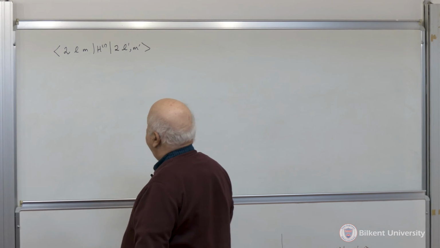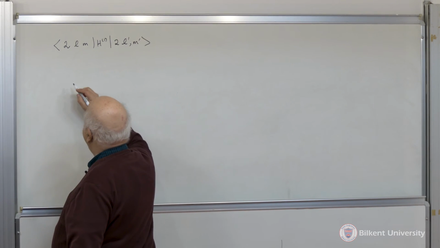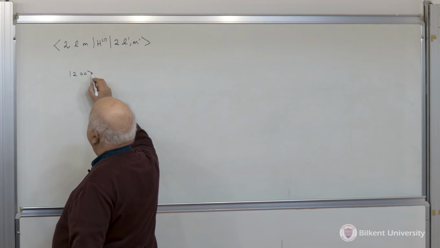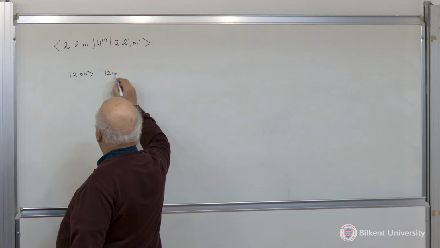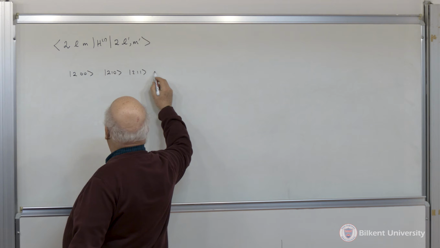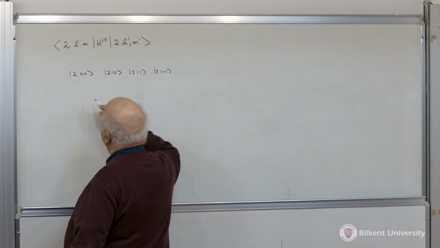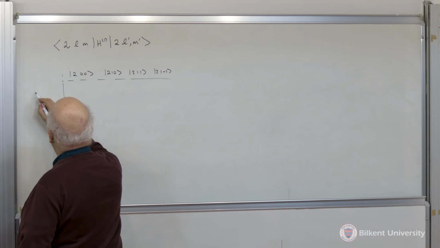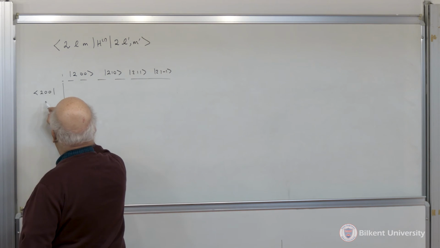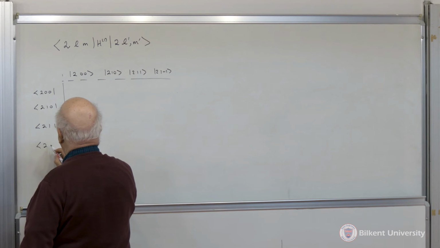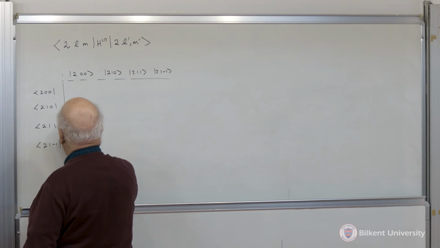So let me just use that sequence that I have over there. On the right-hand side, I can have 2,0,0; 2,1,0; 2,1,1; 2,1,-1. And okay, so that's the right-hand side. On the left-hand side, I'll put in the same sequence: 2,0,0; 2,1,0; 2,1,1; and 2,1,-1.